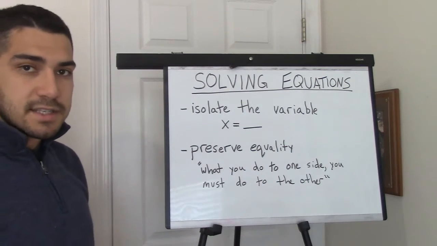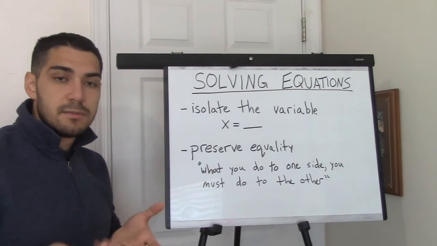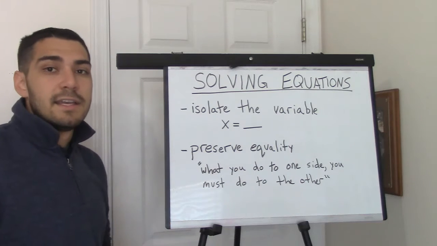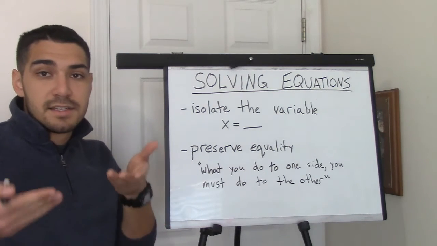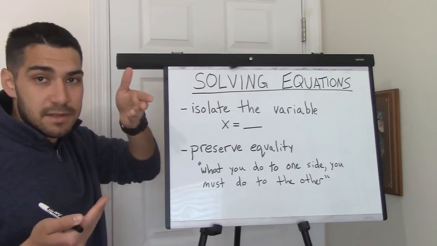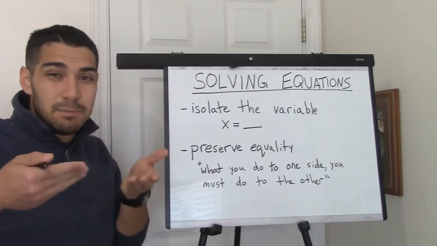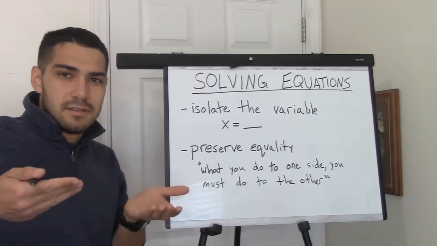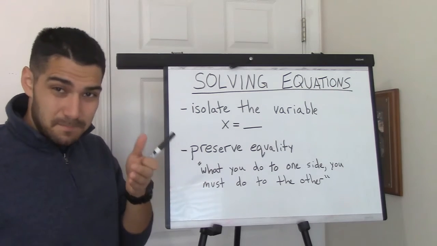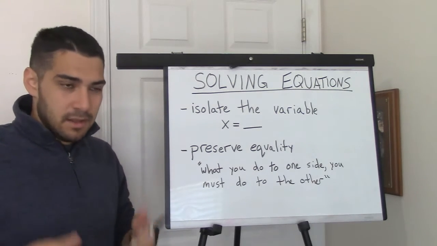I gave you guys the example on Thursday with a balance beam, a scale: if you add 10 pounds to one side, that's going to tip the scale, and the side with 10 pounds is going to go down. So to keep it balanced, you have to add 10 pounds to the other side. What you do to one side, you have to do to the other side in order to keep the equations equal.